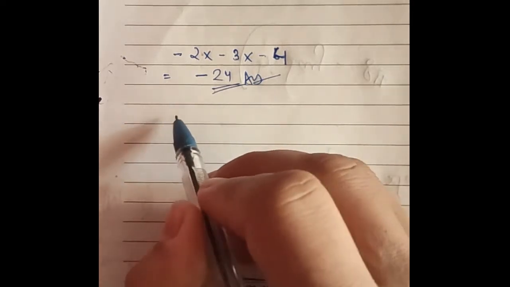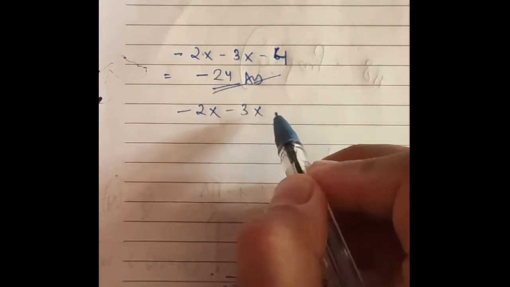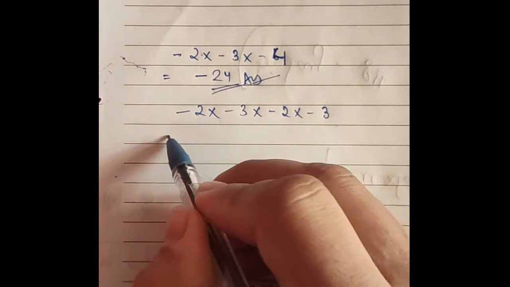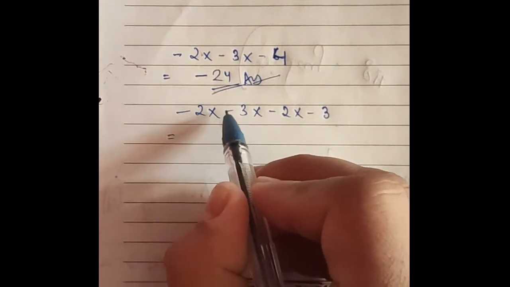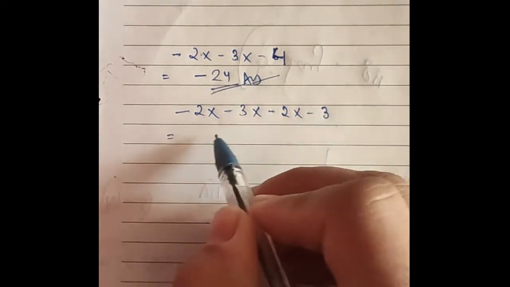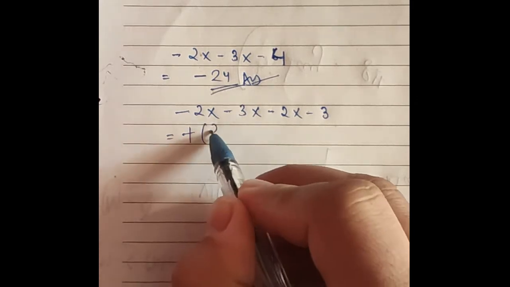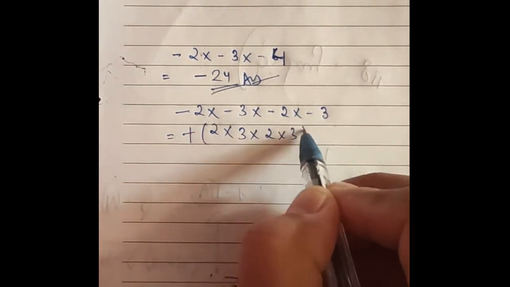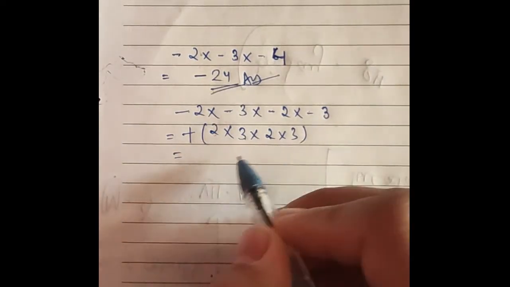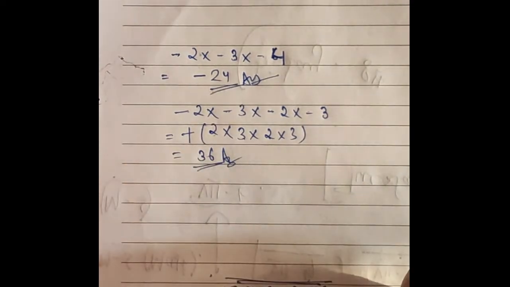If you have more than 3 negative integers, suppose you have minus 3, minus 2, minus 3, then what you'll do is first solve for the sign: minus minus plus, plus minus minus, minus minus plus. You may or may not write the sign, and inside the bracket let us solve for this: 2 into 3 into 2 into 3. So 2 3s are 6, 6 2s are 12, 12 3s are 36. Right? This is the answer.